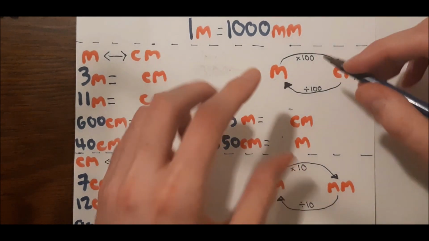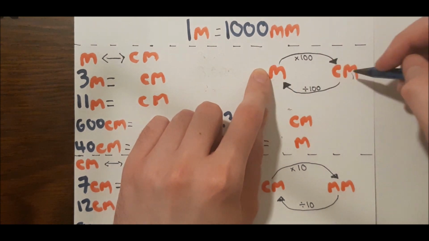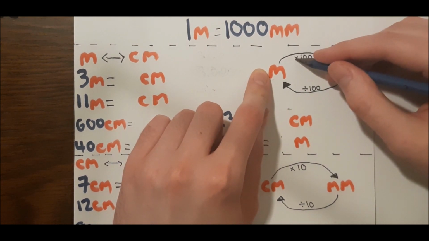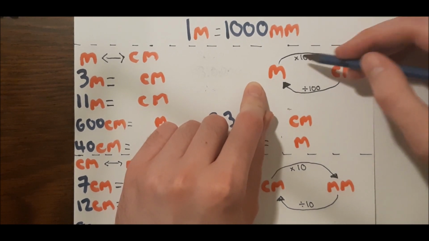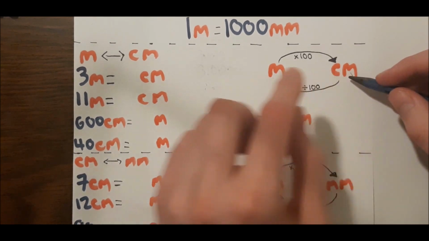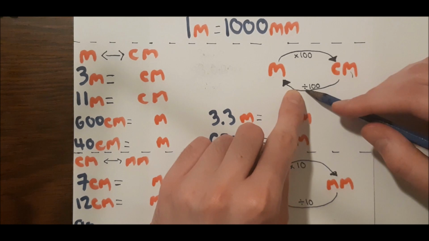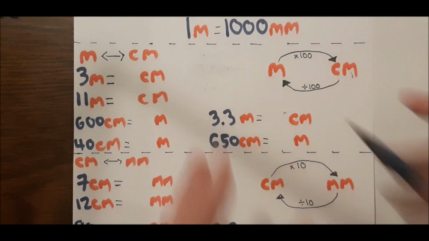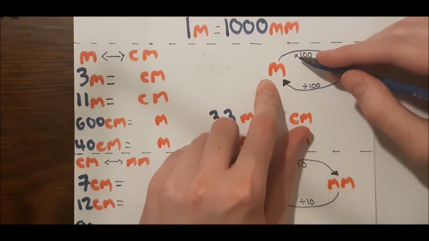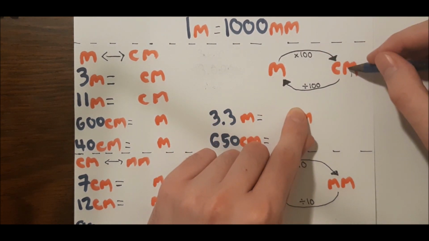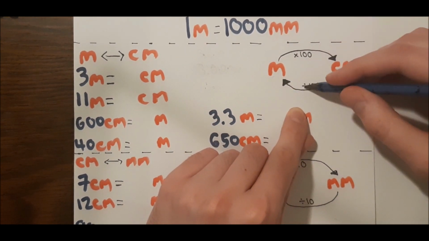And now whenever you want to go from the bigger unit to the smaller unit, you're going to multiply, all right? Going from bigger to smaller, you multiply. If you go from the smaller unit to the bigger unit, you're going to divide. All right? Really important to remember this. Drill this into your brain. If you're going from the bigger to the smaller, you multiply. If you're going from the smaller to the bigger, you divide.